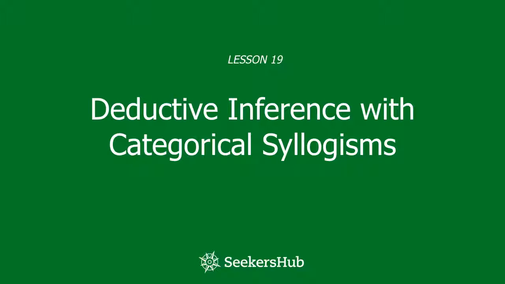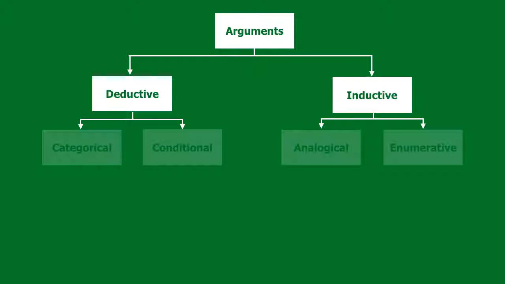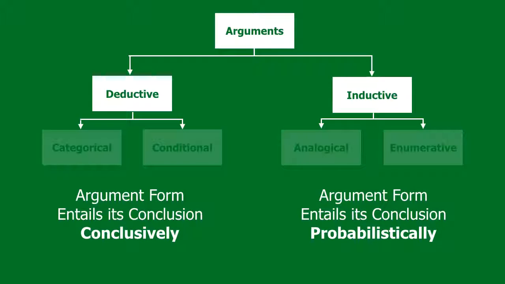Deductive inference with categorical syllogisms. We saw in the previous lesson when we studied kinds of arguments that arguments are either deductive or inductive. Deductive arguments are of two kinds and inductive arguments are also of two kinds. The difference between them is that deductive arguments entail their conclusions conclusively and inductive arguments entail their conclusions probabilistically.